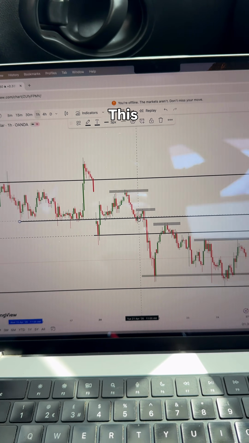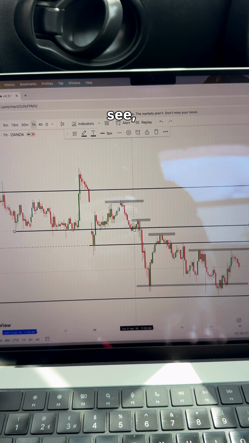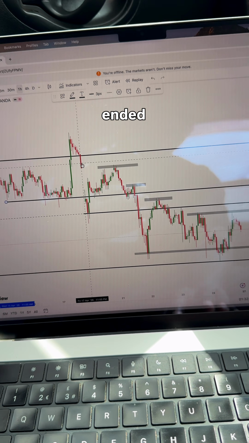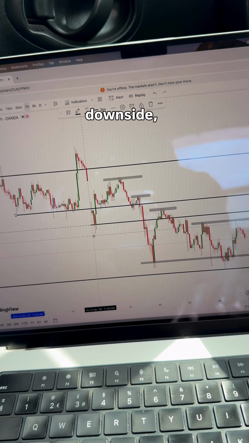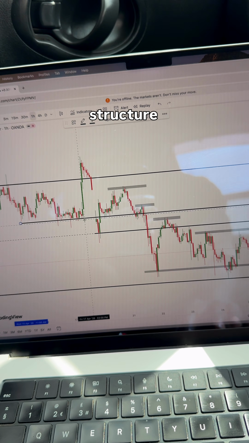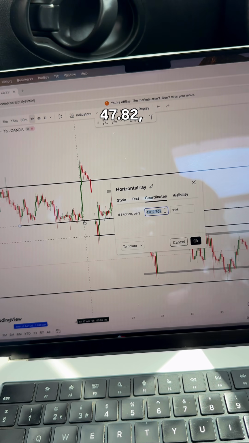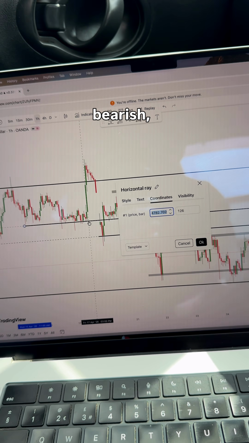This is the 1 hour time frame, and as you can see, Sunday night, Monday morning, the market ended up opening with a huge gap to the downside, which then ended up breaking structure and showing me that under 47.82 price was going to go bearish, right?